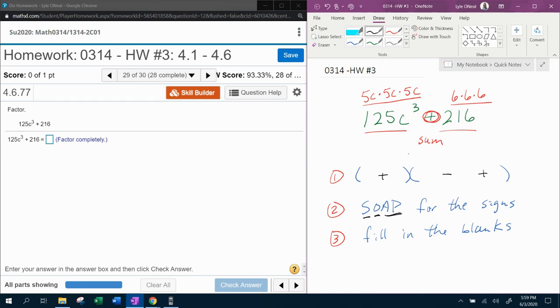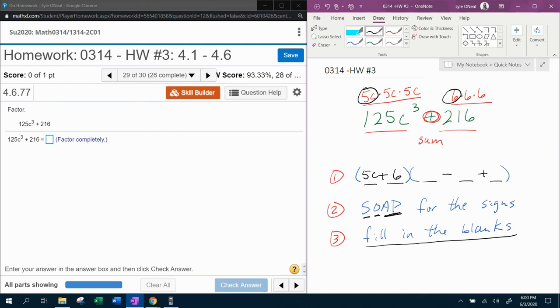Okay. Same as the problem. Opposite of plus is minus. And the last sign is always positive. So that's how we get the signs. And now to fill in the blanks. For the first two blanks, we're going to take one of each of our factors. So that's going to be 5c and 6.